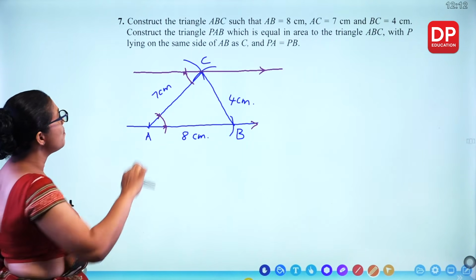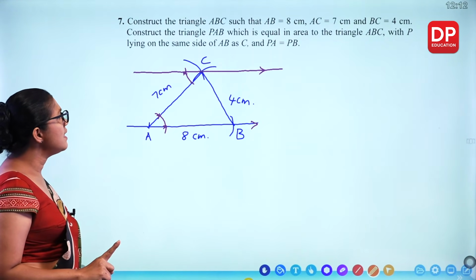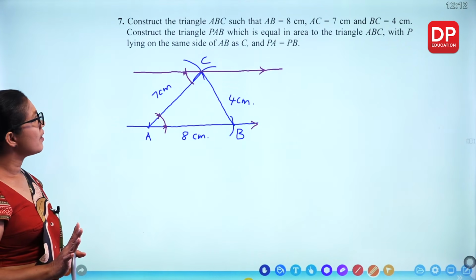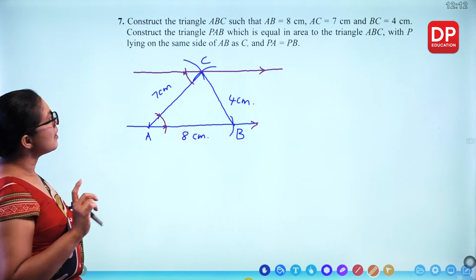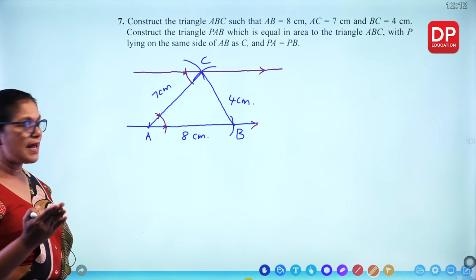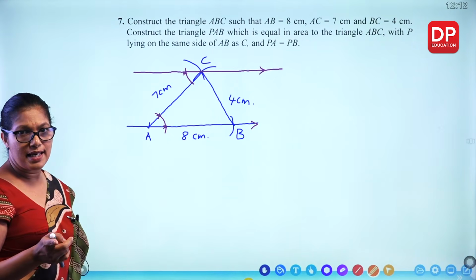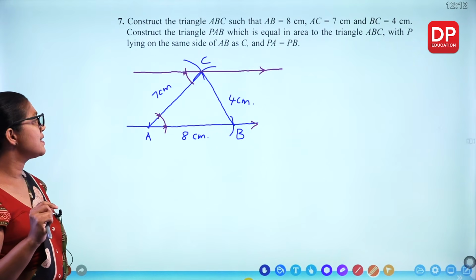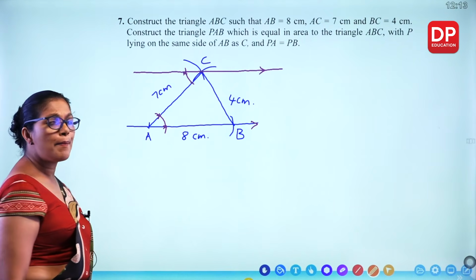Now P point should be on this parallel line because the area of ABC triangle is equal to the area of PAB. Same base is AB. And also it's given PA is equal to PB. That means the P point should be in between A and B. That means we have to draw the perpendicular bisector. So we'll take AB and try to draw a perpendicular bisector.